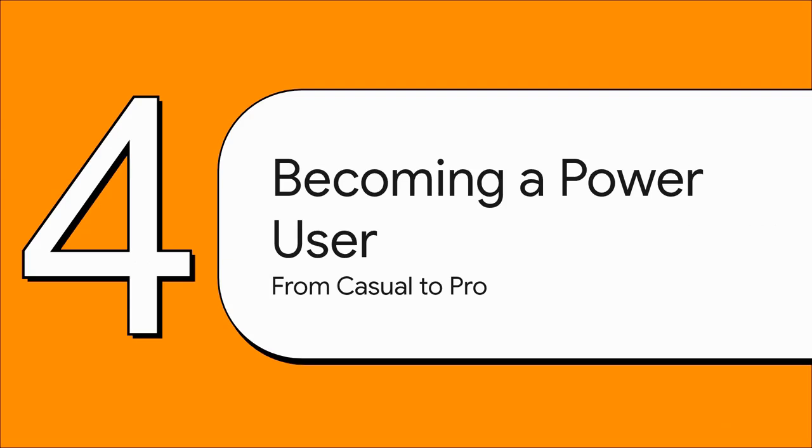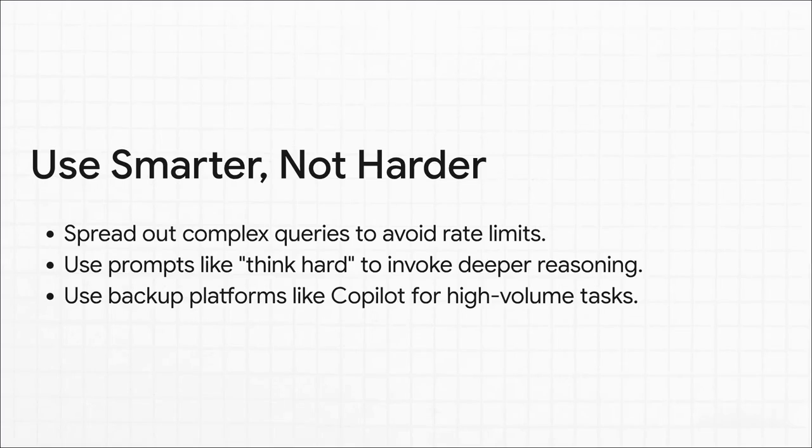You know, getting access is really just the beginning. Now we're going to talk strategy. These next few tips are going to take you from just being a casual user to a true power user who can squeeze the absolute most out of every single query. You want to work smarter, not harder? Here's the game plan. First, try to space out your really intense questions so you don't hit that daily limit too fast. Second, use simple little prompts like, think hard about this, or reason through this step by step. That can actually nudge the AI into its deeper thinking modes.